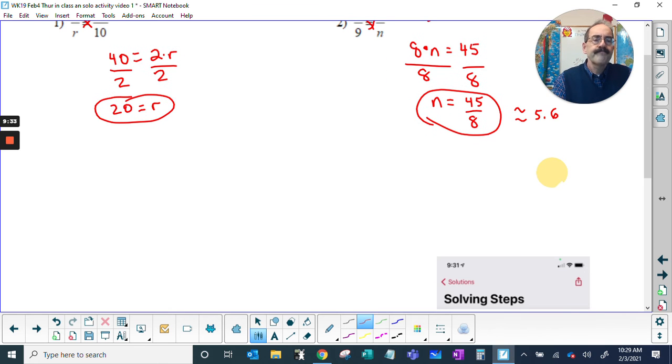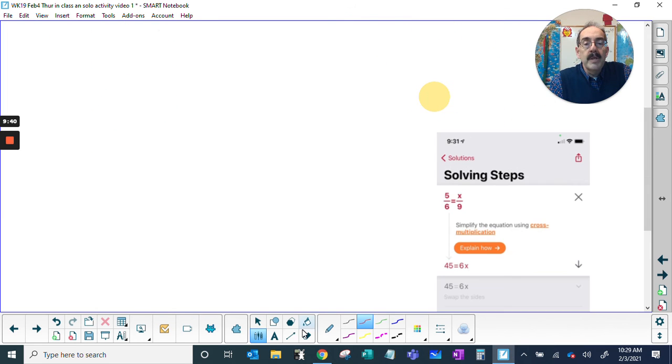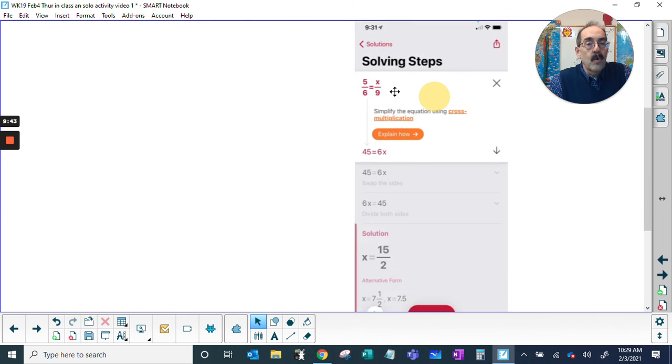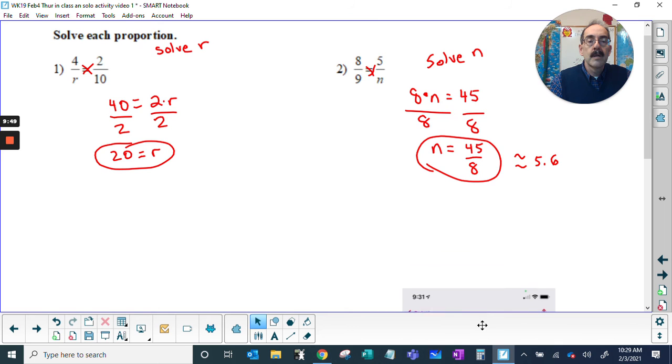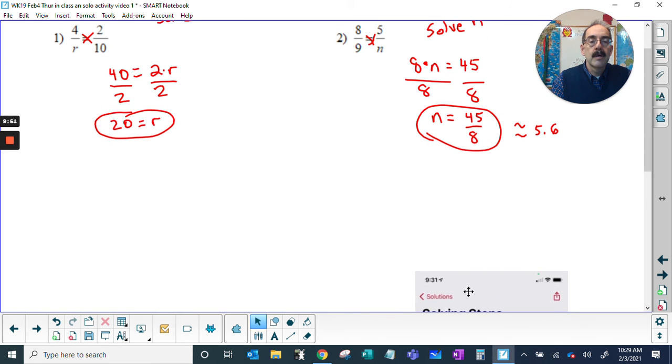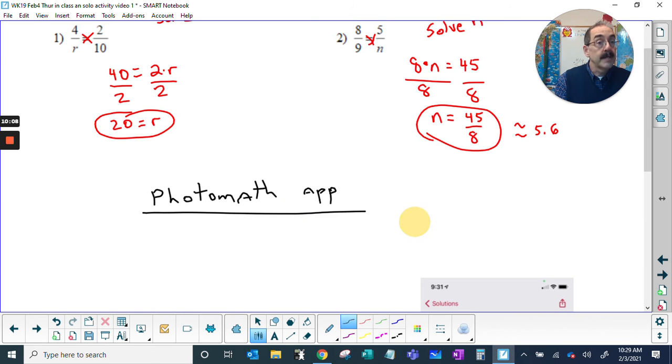Now, for those of you that aren't ready for the algebra piece, because this is algebra, that's okay. If you have a phone or your computer, I want you to think about an app called PhotoMath. It's free. Get the free version. It's an app. You can go online and type in the equations.